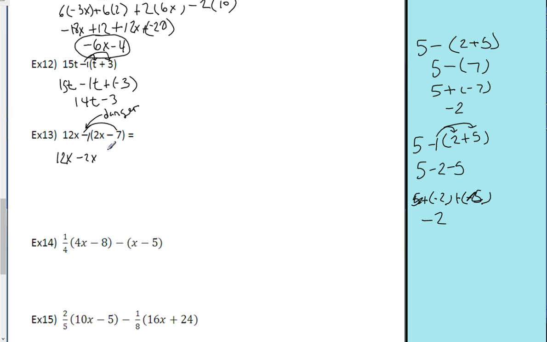-1 times a -7 makes +7. Okay? There's lots of ways to do that, but that's the way I like to do that. 12x minus 2x is 10x plus 7. Okay?